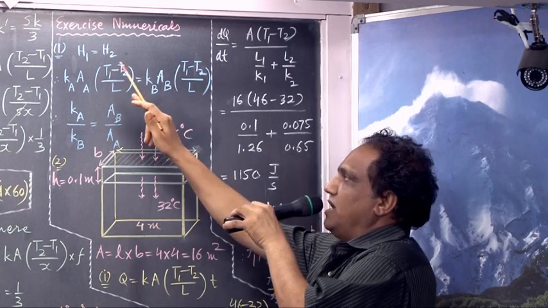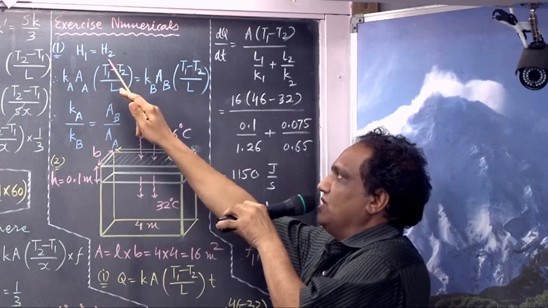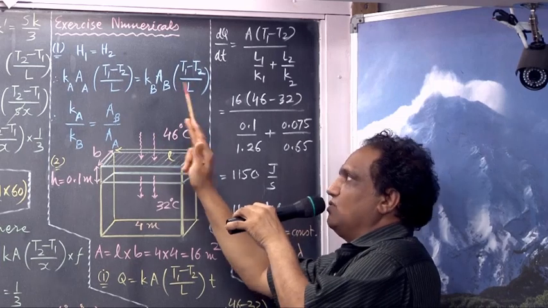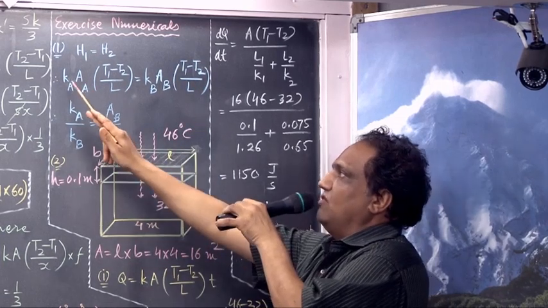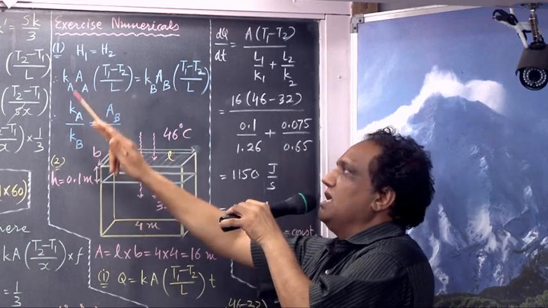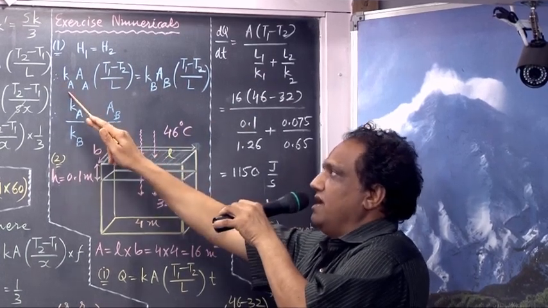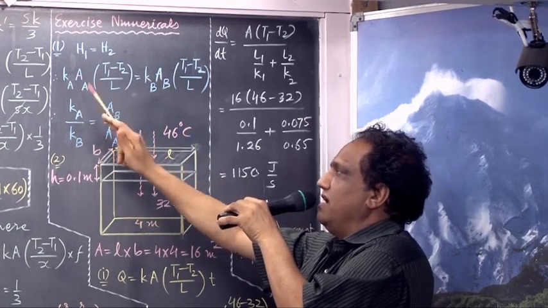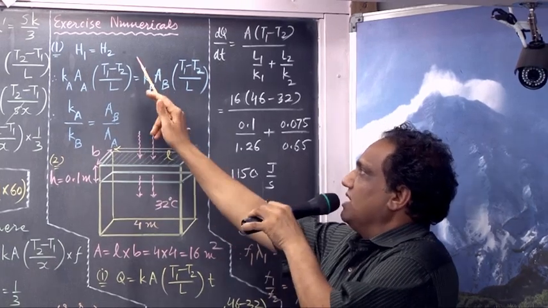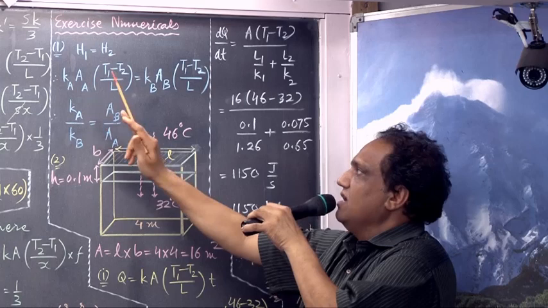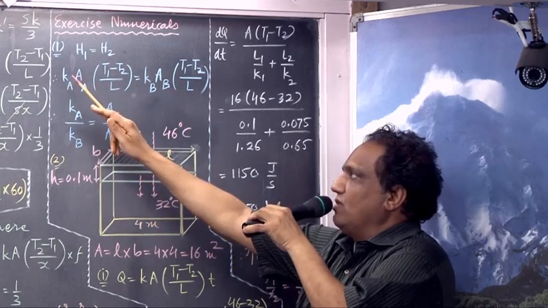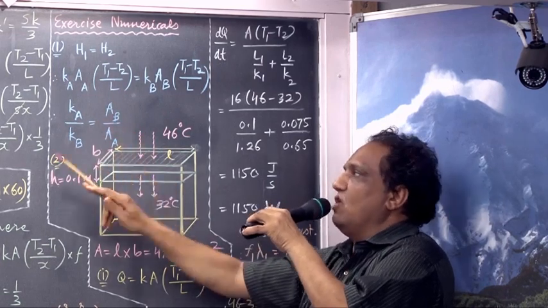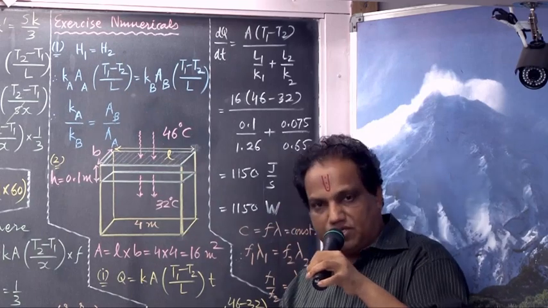The temperatures at the two ends of both rods are given the same, so the temperature difference is T1 minus T2 for both. The lengths of both rods are equal, so L is the same. But the thermal conductivities are different because they are made of different materials: Ka and Kb. The cross-section areas are also different: AA for rod A and AB for rod B. Cancelling the common part, Ka AA equals Kb AB. So Ka upon Kb equals AB upon AA. This is the required condition for a steady state in both rods. Next.